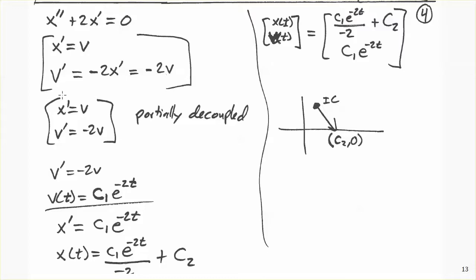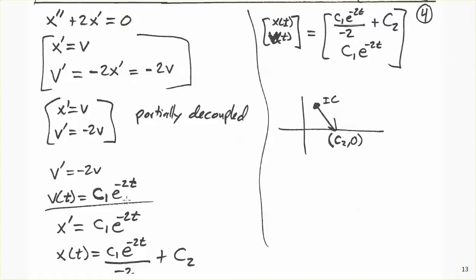So my partially decoupled system, you'll notice the v prime only has v's in it. The x prime has x's and v's, so we'll have to do that second. V prime equals minus 2v is easily solved. That's just c1 e to the minus 2t. And so if I take that, that's v. I can put it right here for v and solve x prime equals c1 e to the minus 2t.